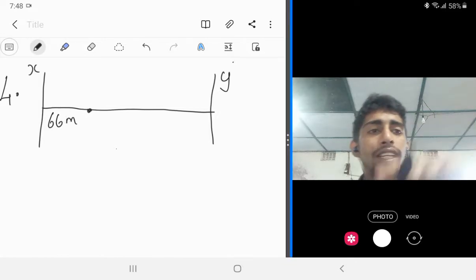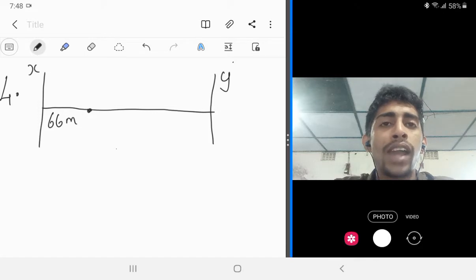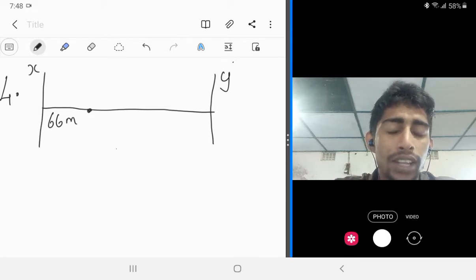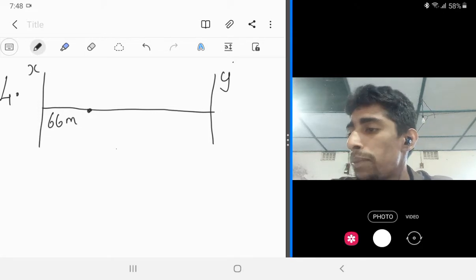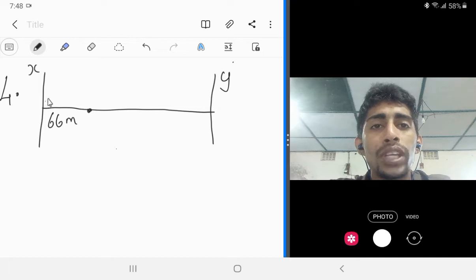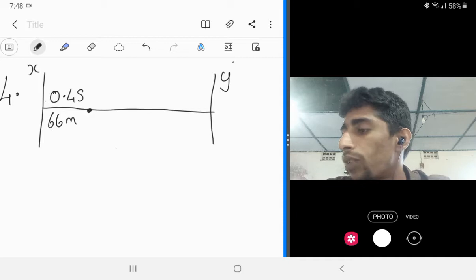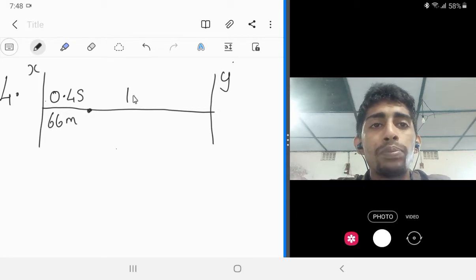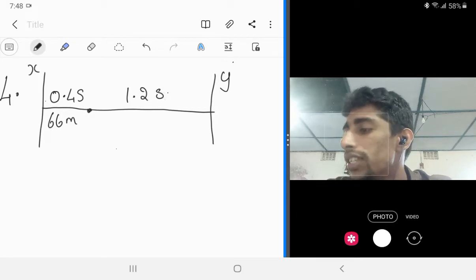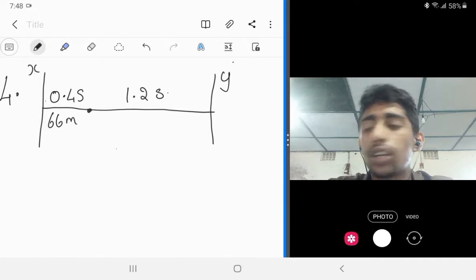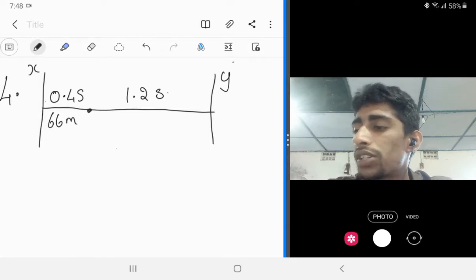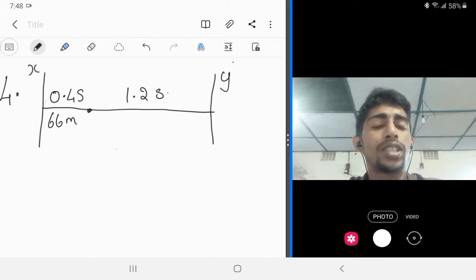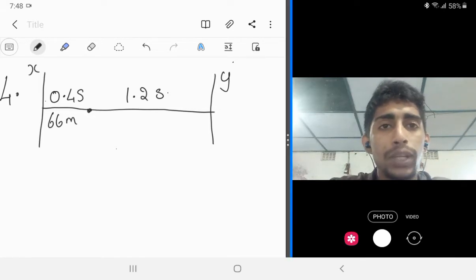So you can see the distance between the man and cliff X is 66 meter. When he blows a whistle, he hears the first echo after 0.4 second and the second one after 1.2 second. Then calculate the speed of sound. We have to find out the speed of sound.